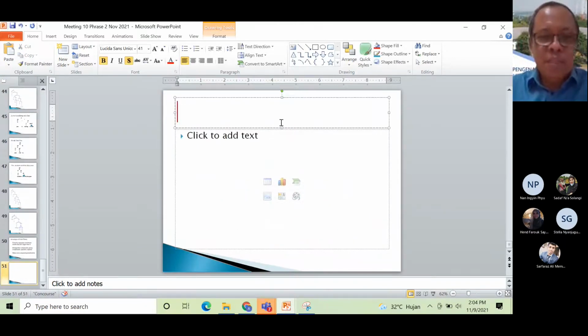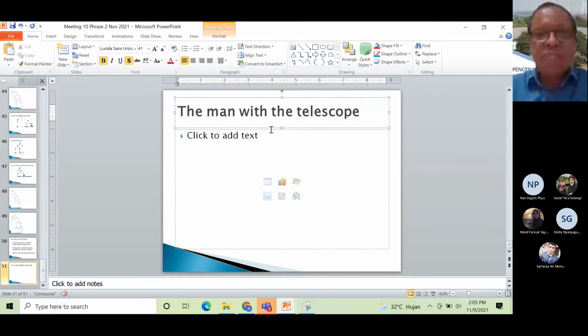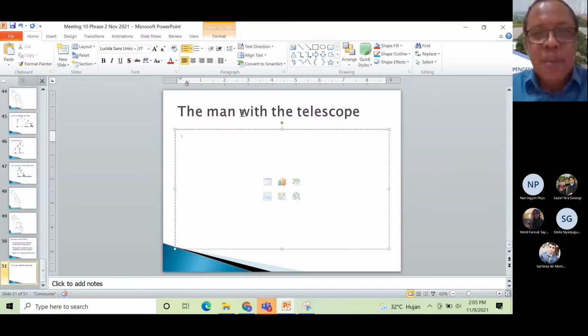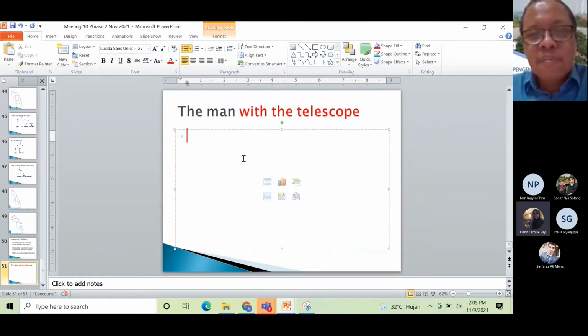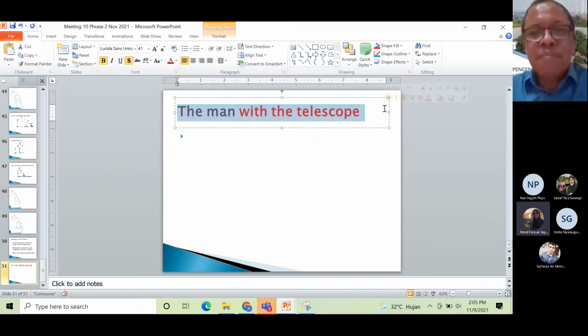Okay, the man with the telescope. Is "with the telescope" an adjunct or a complement here? The man is... adjunct. It modifies the man. All right, what is the name of the whole phrase, "the man with the telescope"? Nominal phrase. There is "the" here. Yes, determiner phrase.